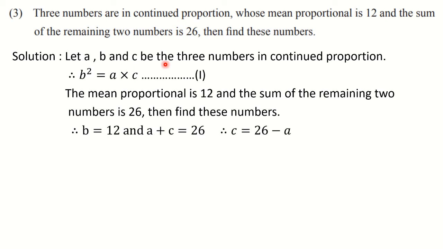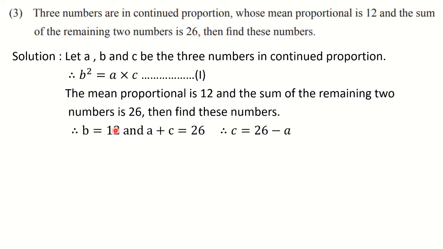Let A, B, C be the three numbers in continued proportion. So from this I can write down that B squared is equal to A into C. Number this as 1. That means the square of mean proportional is equal to multiplication of remaining 2. So mean is B here, so B squared is equal to A into C. Back from the definition of continued proportion I have written this and I have numbered this as 1 because I am going to use it. Then this statement I have written from the question, the mean proportional is 12 and the sum of remaining two numbers is 26. And then we have to find these numbers.